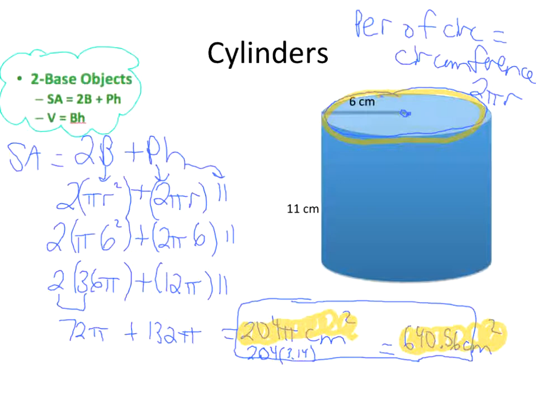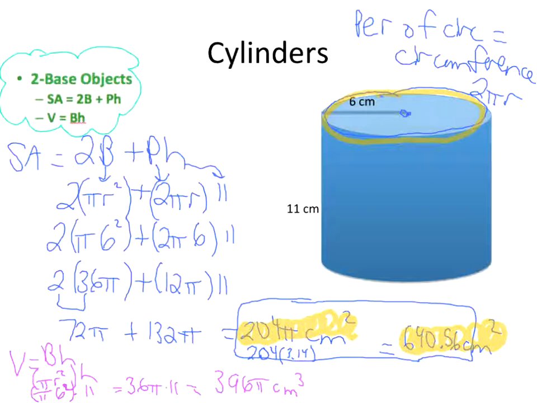Let's try volume. So volume equals big B times H. We like volume. Volume is always way shorter. So big B, again, is going to be pi r squared times H. So let's plug in what we know. So pi, my r squared, 6 squared, times the height of my whole shape, H. So I'm going to get 36 pi times 11. And 36 times 11 is 396 pi centimeters cubed.